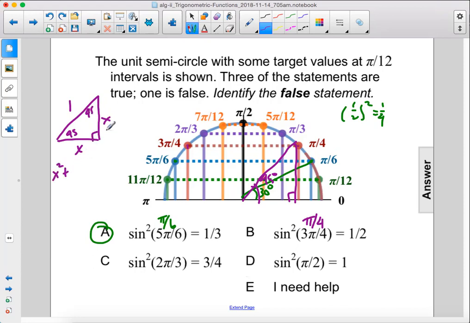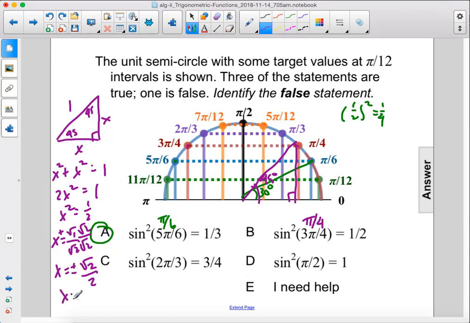Therefore, we know x squared plus x squared equals 1 squared, 2x squared equals 1, x squared equals 1/2, x equals plus or minus the square root of 1 over the square root of 2, and then multiply by square root of 2 over the square root of 2, x equals plus or minus the square root of 2 over 2. And in this case, we're dealing with positive sine values. So this would be positive square root of 2 over 2. Now, we're dealing with sine squared of this value. So if we square this, we get 2 over 4, which is 1/2. So this is true, we can eliminate it.